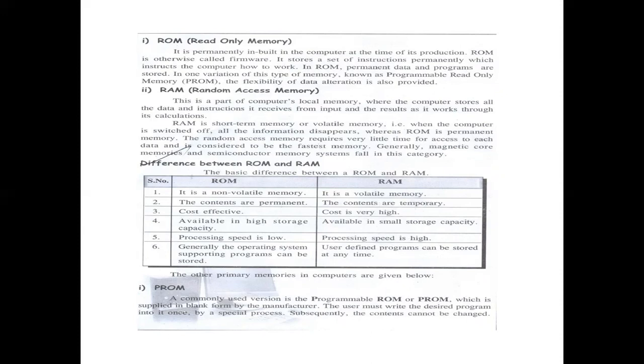The random access memory requires little time for access to each data and it is considered to be the fastest memory. So the differences between read-only memory and random access memory are given here. Other primary memories in the computer are programmable read-only memory. So here the user may write the desired program into it only once. The contents will never be changed here.